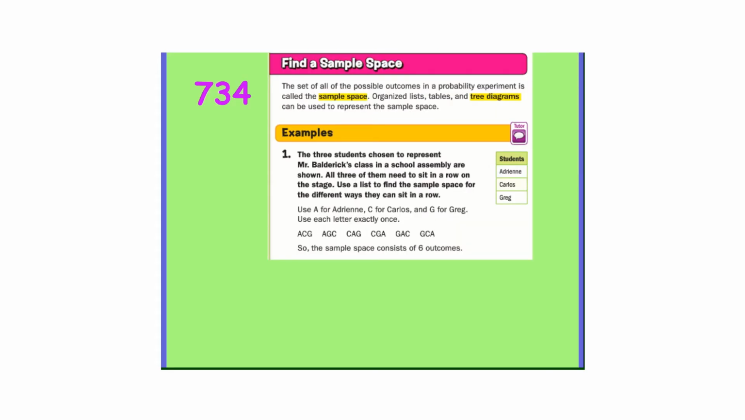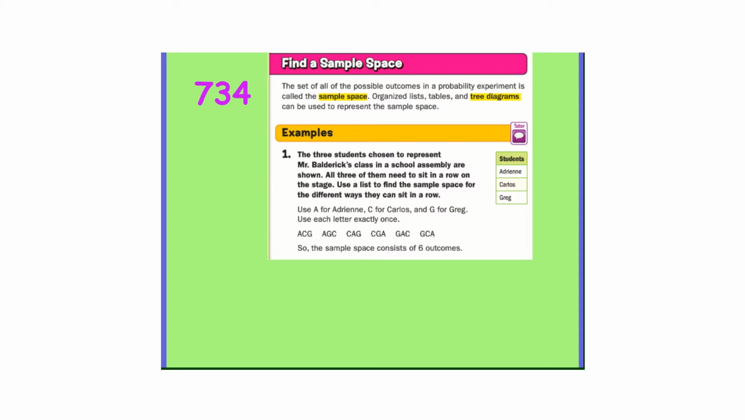734, the set of all the possible outcomes in a probability experiment is called the sample space. You need to know what a sample space is. You're not always figuring out the probability. Sometimes you just have to list the sample space. So that's what I was doing on the last couple of lessons. Like on 7.2's lesson when I listed heads, heads, heads, tails, tails, heads, tails, tails. That's the sample space.